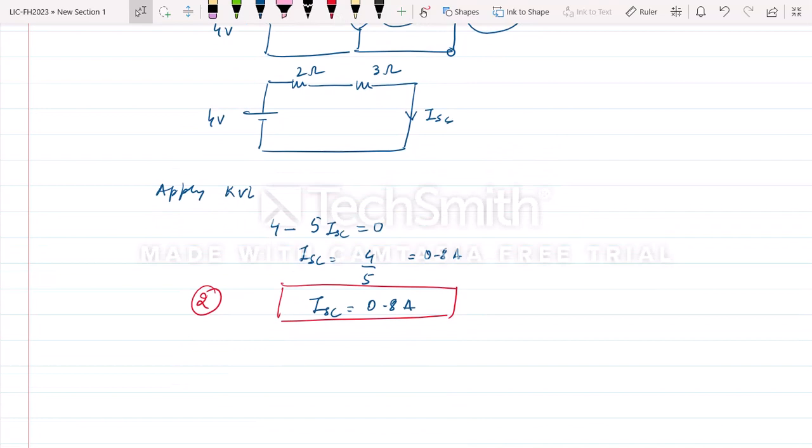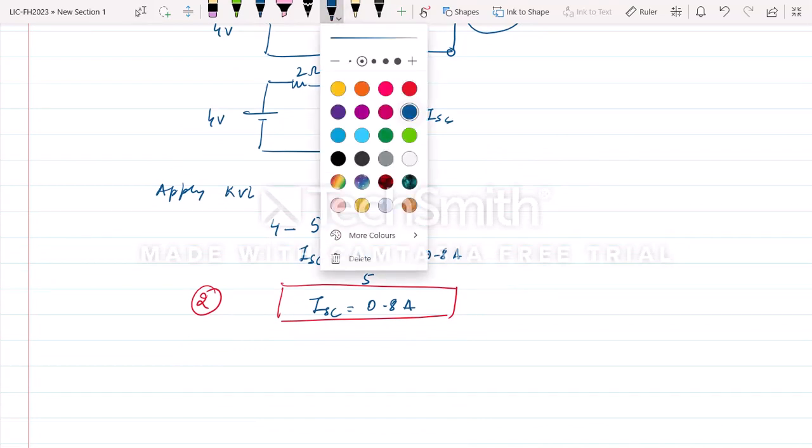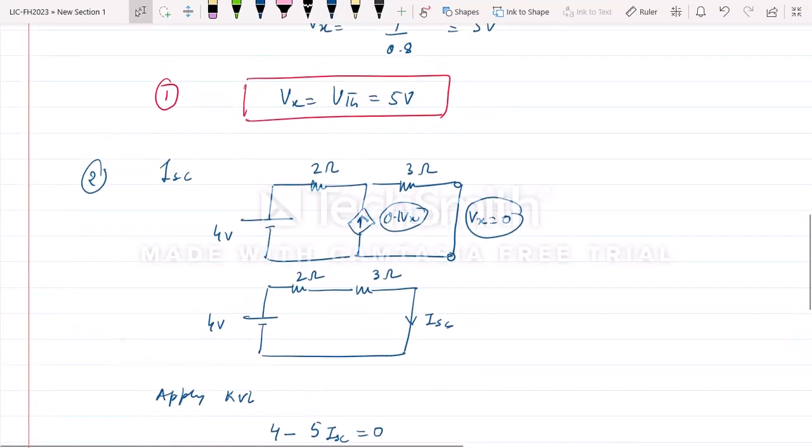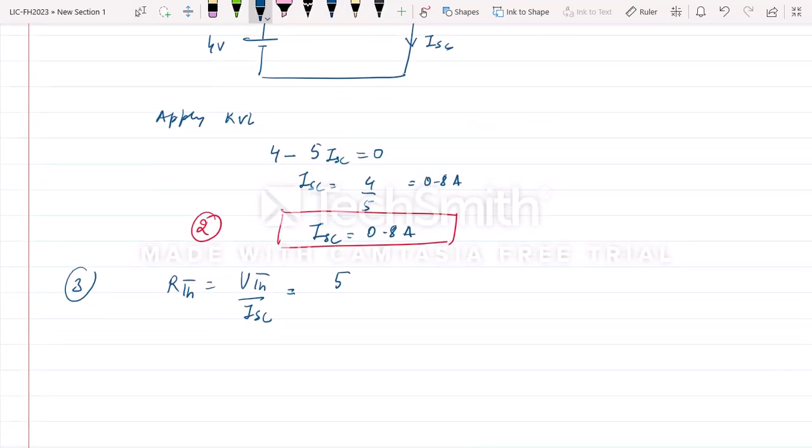Now what is the third step? The third step is to get RTH, which equals VTH upon Isc. VTH we got is 5 volts and Isc we got is 0.8. So 5 upon 0.8 is 6.25 ohms. So this is our RTH.